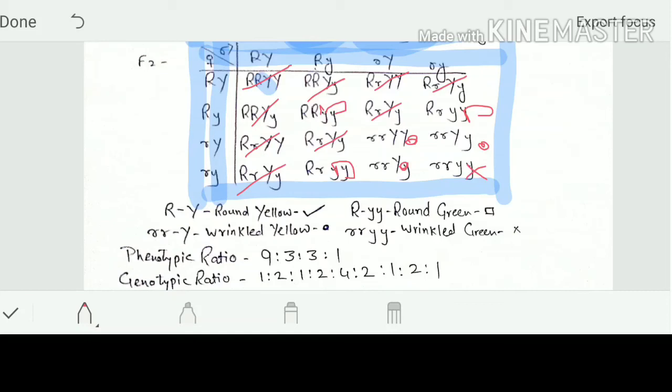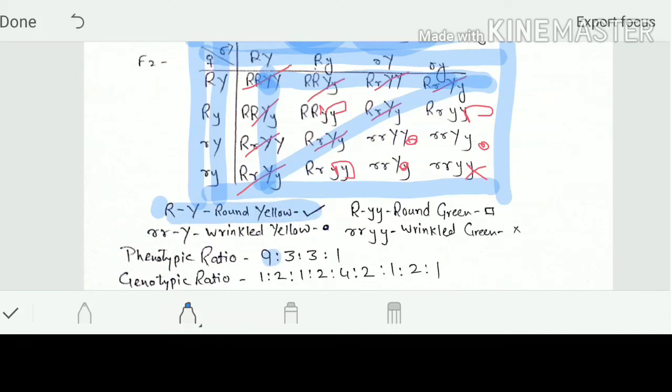Now we have to count them. How many ticks are there? If you are checking how many ticks are there, there's a trick to remember. Do remember one thing, there's a triangle which is formed here. This is a triangle which is having at least one dominant in both the genes. I call it the triangle of the Punnett square. If you count them, 1, 2, 3, 4, 5, 6, 7, 8, 9. So here you are having 9 round yellow.